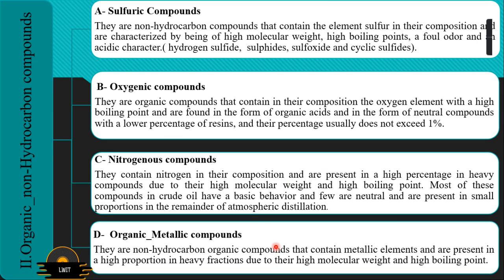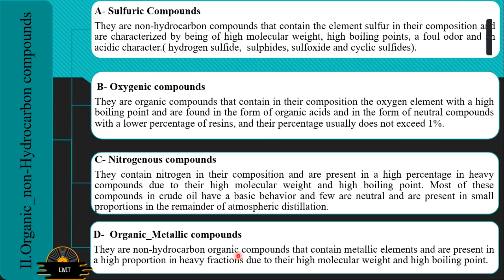The last one, organic metal compounds. They are non-hydrocarbon organic compounds that contain metallic elements and are present in low percentage in heavy fractions due to their high molecular weight and high boiling point. We can divide them into two groups. First group is zinc, titanium, calcium, and magnesium. They help to stabilize aqueous emulsion in crude oil.